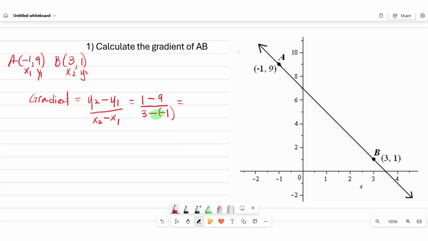On top, we're going to have 1 minus 9. That's going to give us -8. And then whenever two negatives clash, it becomes a plus. So this is actually +4 that we're having: 3 plus 1 is 4. -8 divided by 4 is -2. So we're looking at a gradient of -2 for AB. So let us see what the other questions are.